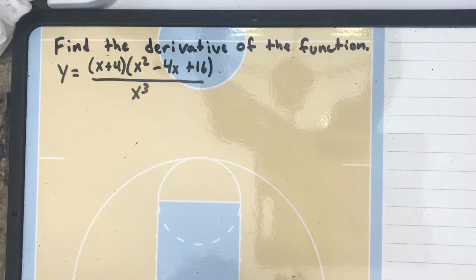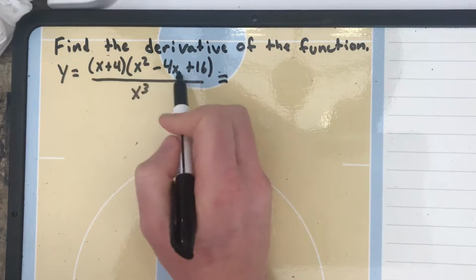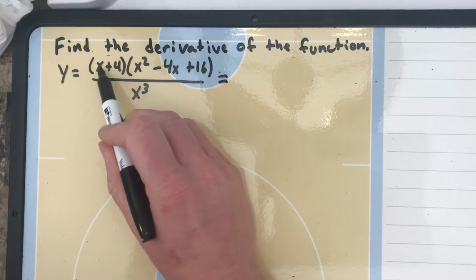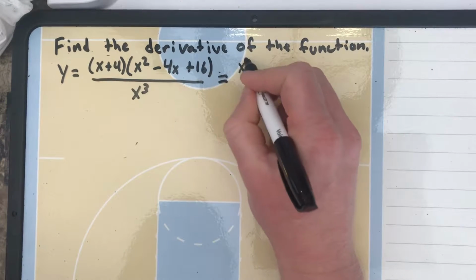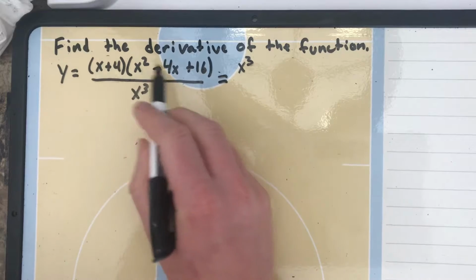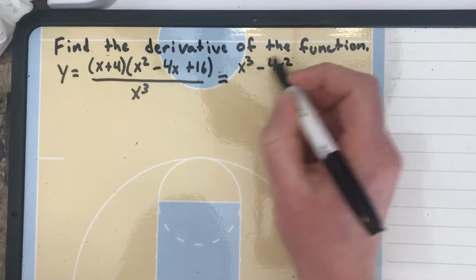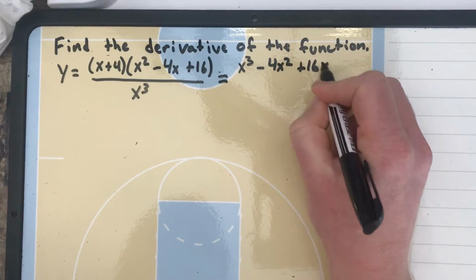The first thing I would do before I start the problem is distribute on the top, then I can simplify this because I'm only going to use the quotient rule then. So I'm going to start by distributing on the top. So x times x squared is x cubed. X times negative 4x is negative 4x squared. X times 16 is 16x.